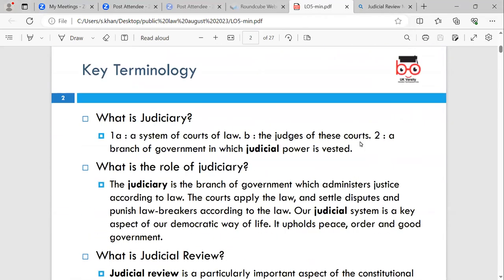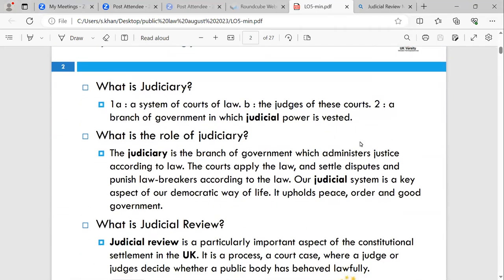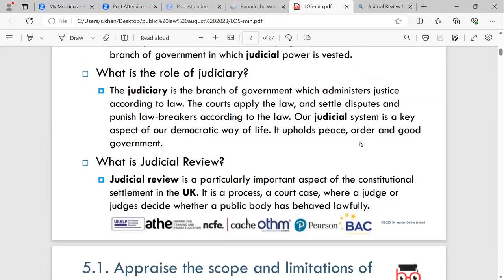So the key terminology: what is judiciary? A judiciary is a system of courts of law, the judges of these courts, the branch of government in which judicial power is vested. What is the role of the judiciary? The judiciary is the branch of government which administers justice according to the law. The courts apply the law, settle disputes and punish lawbreakers according to the law.